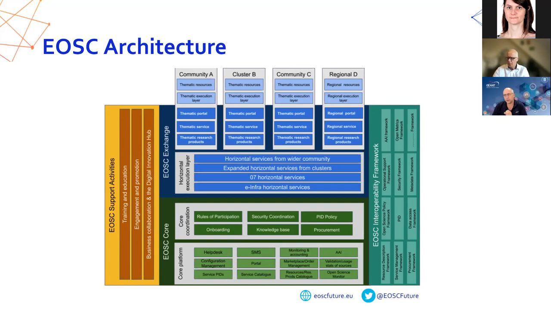And on top of that, we have the layer that we call the horizontal execution layer, and that is a mix of services that are valuable for multiple communities. So you can think about a large file transfer service that has been developed by the life sciences community. There is not much specific about a large file transfer service. So that kind of service can very well be used by other communities as well. And so we want to create a layer of those, I guess you could call them middleware services that everybody can use.